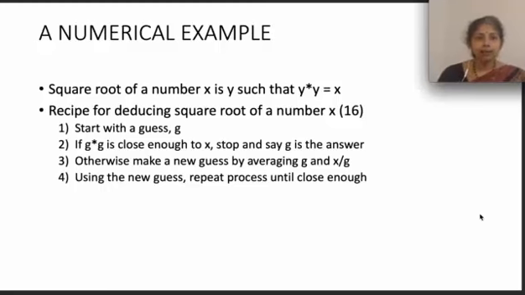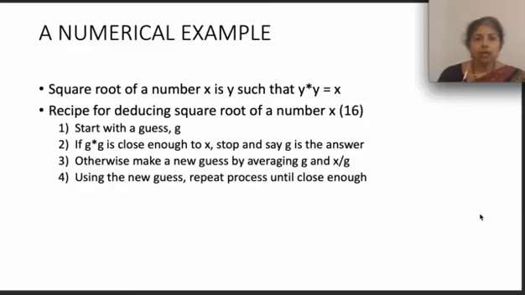Here is a numerical example. The first one is the square root of a number x is y, such that y multiplied by y gives you x. So this is finding square root of a given number. So if it is a square root, then that is a fact. Its behavior is such: y into y is equal to x. And imperative knowledge tells you how to arrive at that.